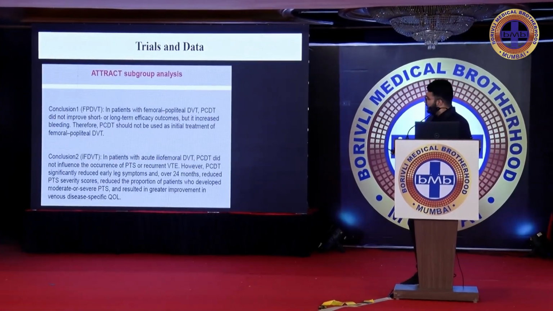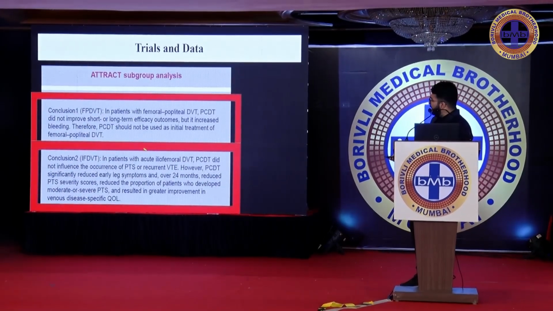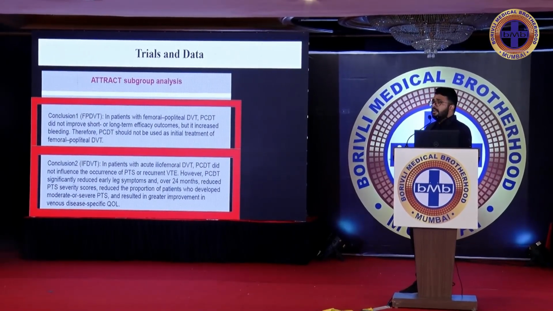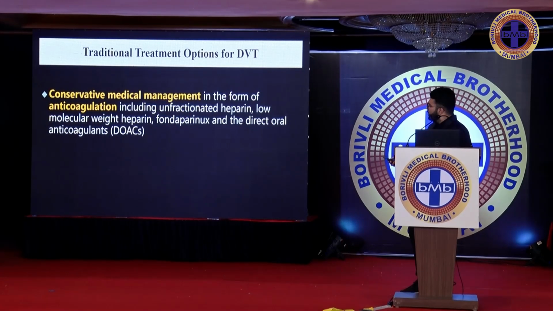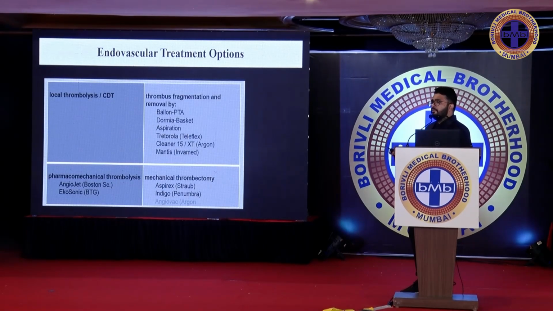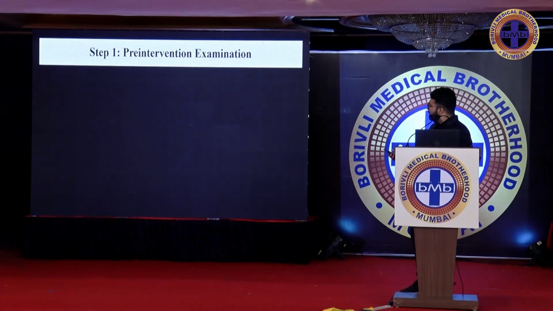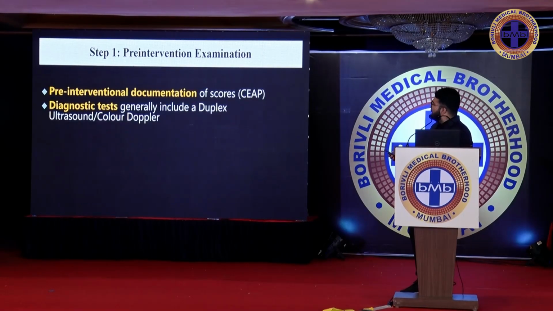So how do we do that? We have enough scientific data now that if there's acute iliofemoral DVT, pharmacomechanical directed thrombolysis, that is thromboaspiration with infusion of thrombolytic agent, must be done in cases of proximal DVT to minimize pulmonary thromboembolism and reduce the morbidity from post-thrombotic syndrome. The ATTRACT trial was the one that actually gave us that information. So like we discussed, conservative management in the form of oral anticoagulation, but if there's proximal DVT, we must do catheter-directed thrombolysis. How do we decide on that?